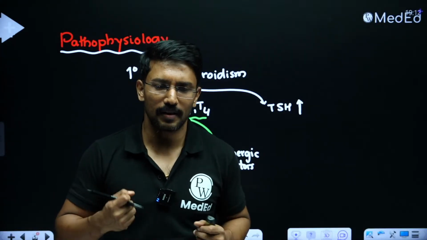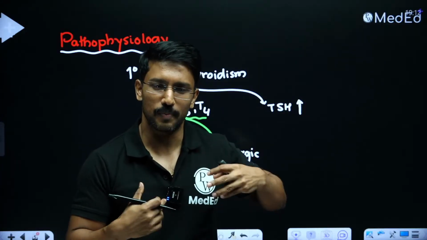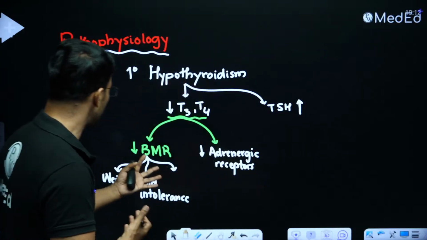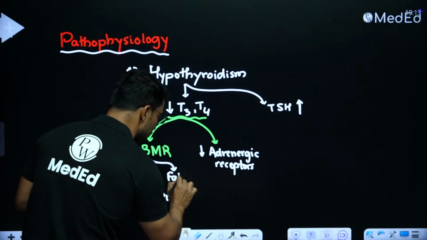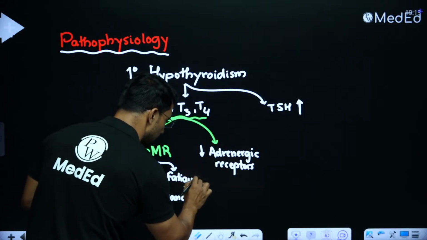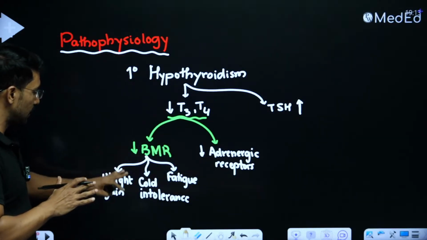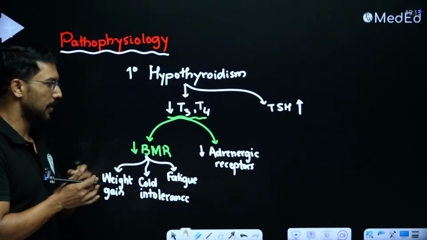Because if I have to be athletic, I have to burn glucose quickly to make those ATPs available. But that's not going to be fast here. So I end up with fatigue. I will be quite tired all through the day. So this decreased BMR can lead to weight gain, cold intolerance and fatigue.